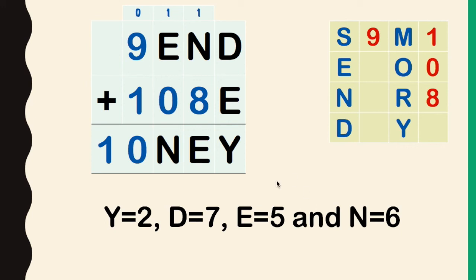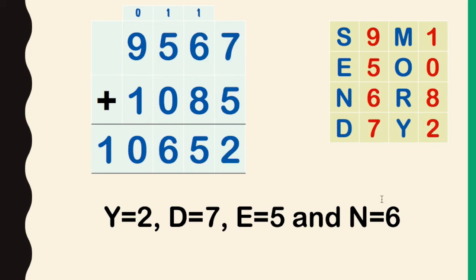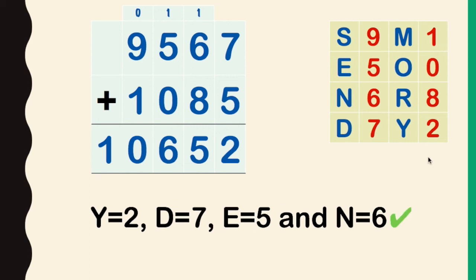Now if E is 5, we know N is equal to E plus 1. So N becomes 6. Let's just put those values in. So they become 9567 plus 1085. And if we add 5 plus 7, 12, 1, 5, 6. This is perfect. And all these values, as you can see, are distinct. So we have found one correct solution.